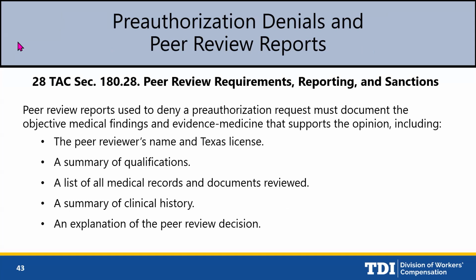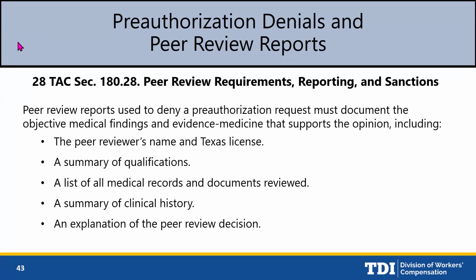If the pre-authorization denial or adverse determination is based on a peer review report, so that insurance company has asked a peer to review medical records for this claim, peer review reports used to deny a pre-auth request must document the objective findings and evidence-based medicine that support that opinion in the peer review, including the peer reviewer's name and Texas license, their qualifications, a list of all the records and documents reviewed. So pay attention to that because maybe they're missing an MRI image.